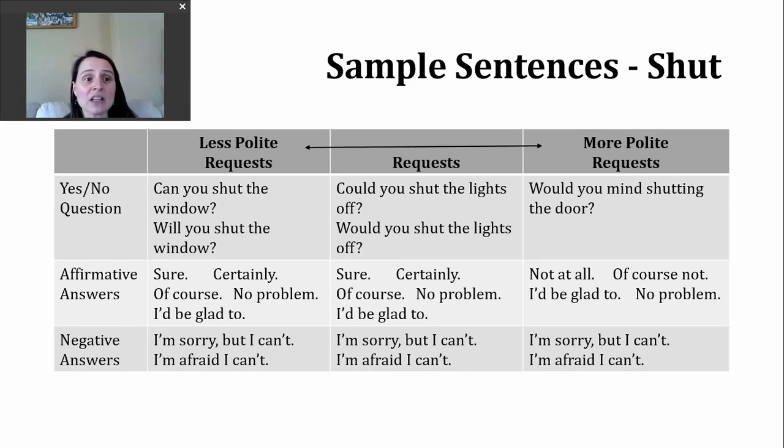Can and will are going to stay the same no matter what the subject is. So if it's I, you, we, they, he, she, it doesn't matter. So we start with the modal, then the subject, and then our base verb. Okay? And if someone were to ask you this request, you could answer in the affirmative by saying, sure, certainly, of course, no problem, I'd be glad to.